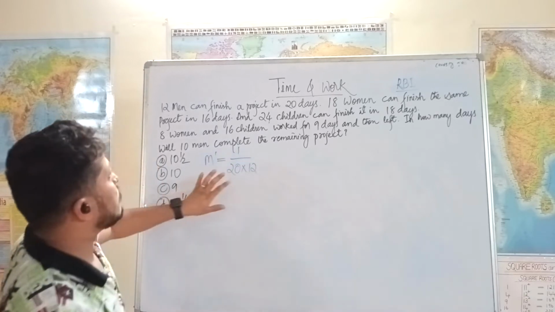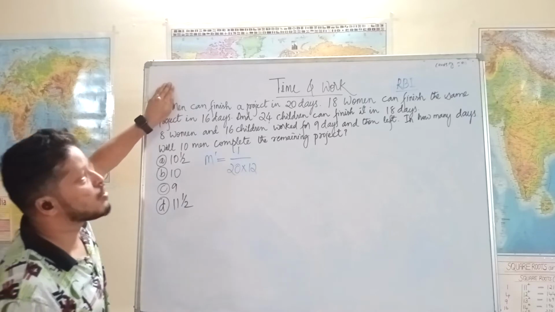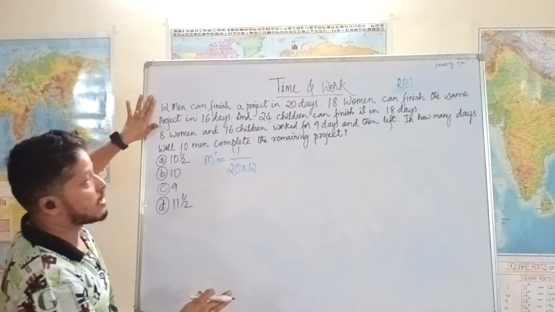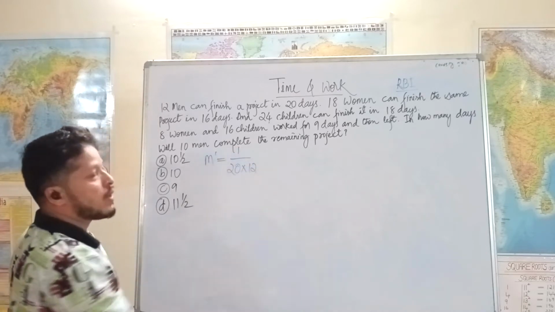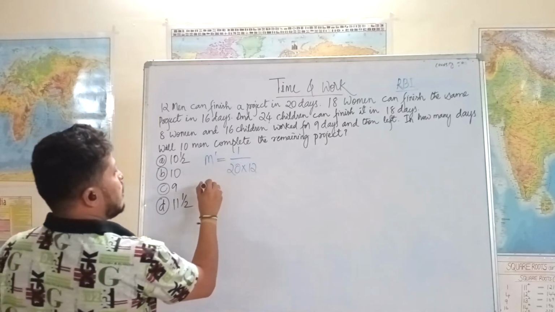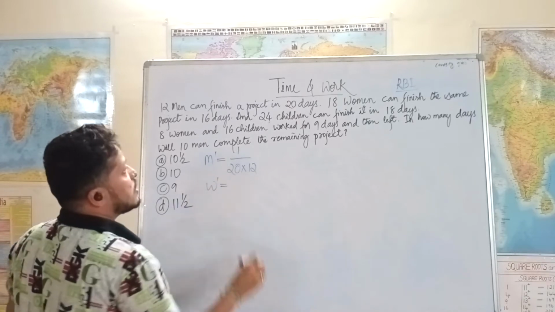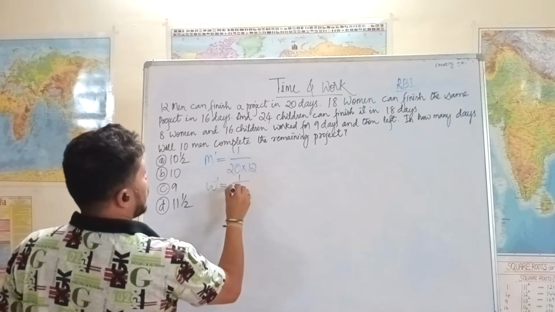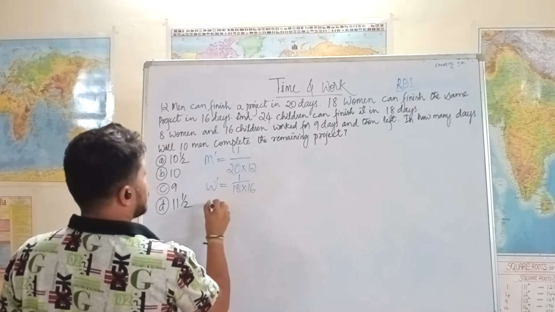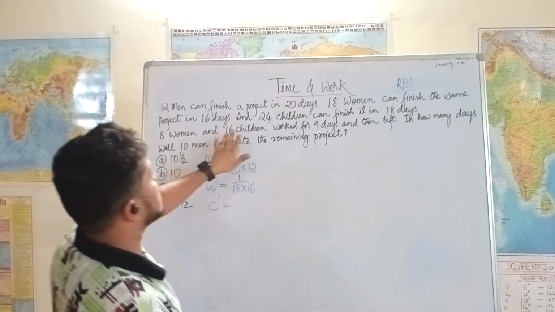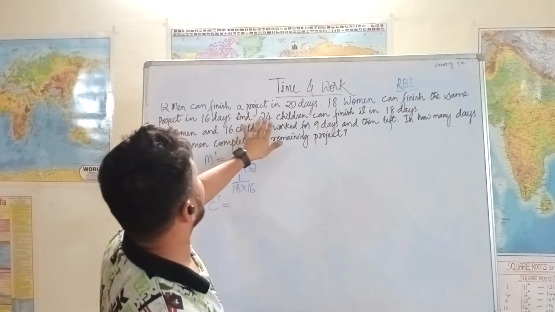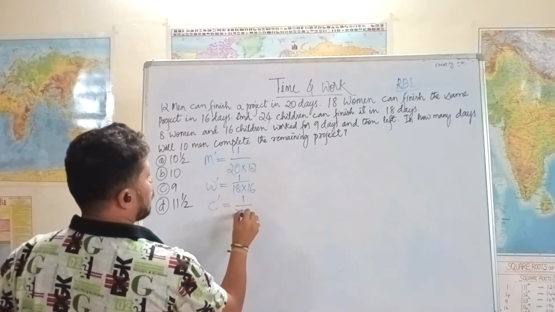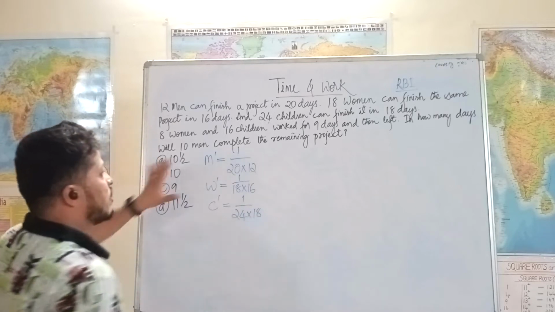Why? See, if a single man could complete it in 20 days, the efficiency would be 1 by 20. But now it is completed by 12 men, right? So we are writing it as 1 by 20 into 12. Similarly, for women's efficiency, 18 women completed it in 16 days, so 1 by 18 into 16. Similarly, for children's efficiency, 24 children can finish it in 18 days, so 1 by 24 into 18. Now we have the individual efficiencies.